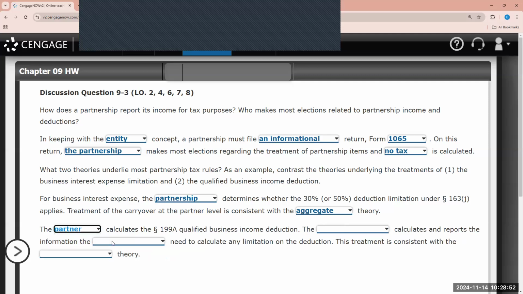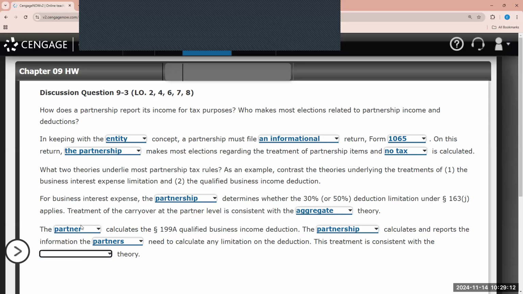So it is the partner that calculates the Section 199A qualified business income. The partnership, however, needs to calculate and report the necessary information. And then from there, the partners are going to need to calculate any limitation on the deduction. And this treatment is consistent with the aggregate theory. So the unique tax treatment of partners and partnerships can be traced to two legal concepts. We have the first one, which is the aggregate or the conduit concept, and then we have what's called the entity concept.